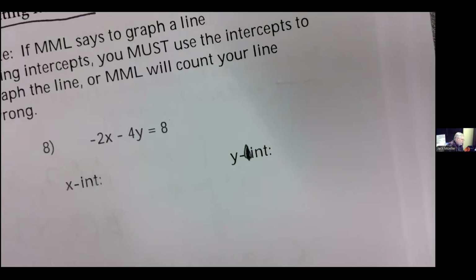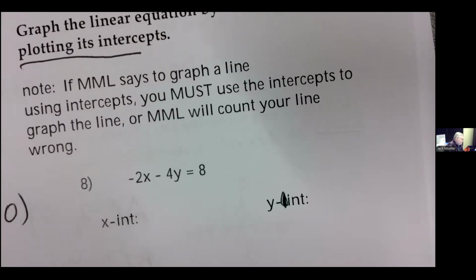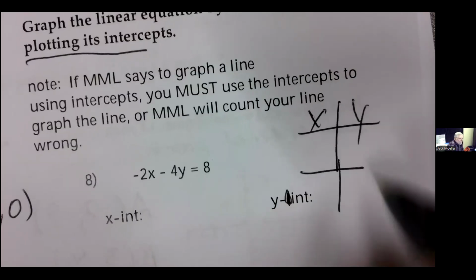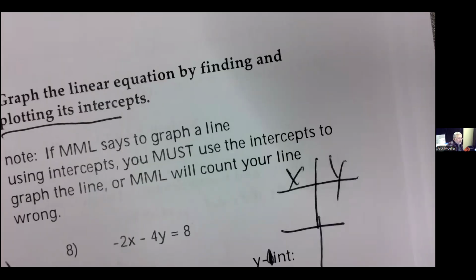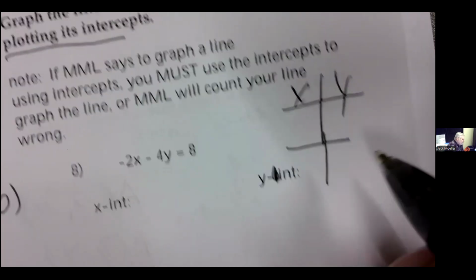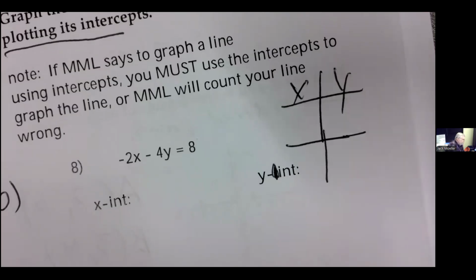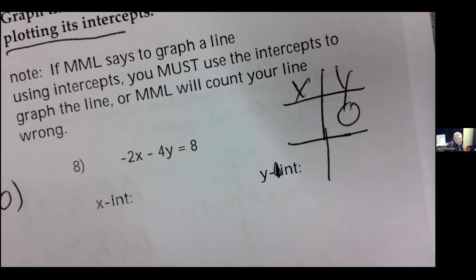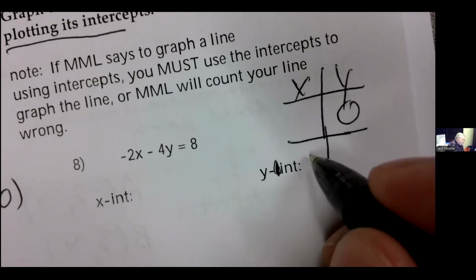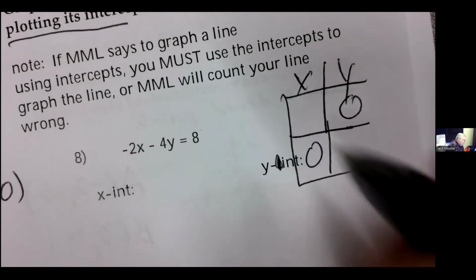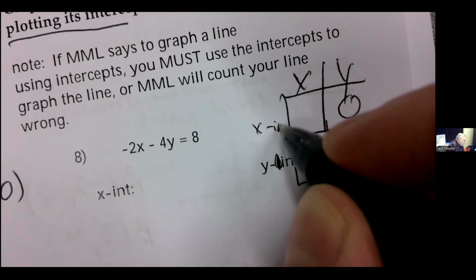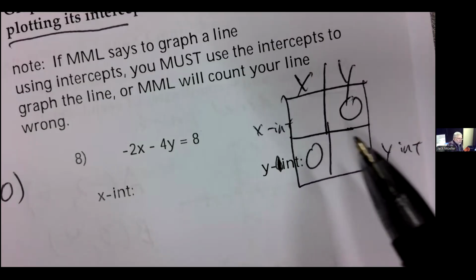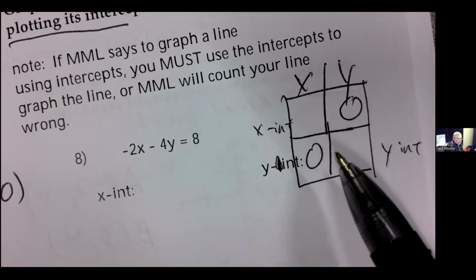One thing I like to do when I'm plotting points or generating points is what I call a t-table. Since we're doing intercepts, what do we know about every x-intercept in existence? Every x-intercept has y equal to 0. And what do we know about every y-intercept? We know x is 0. This is the x-intercept. This is the y-intercept. So I like to put my data in t-table form.